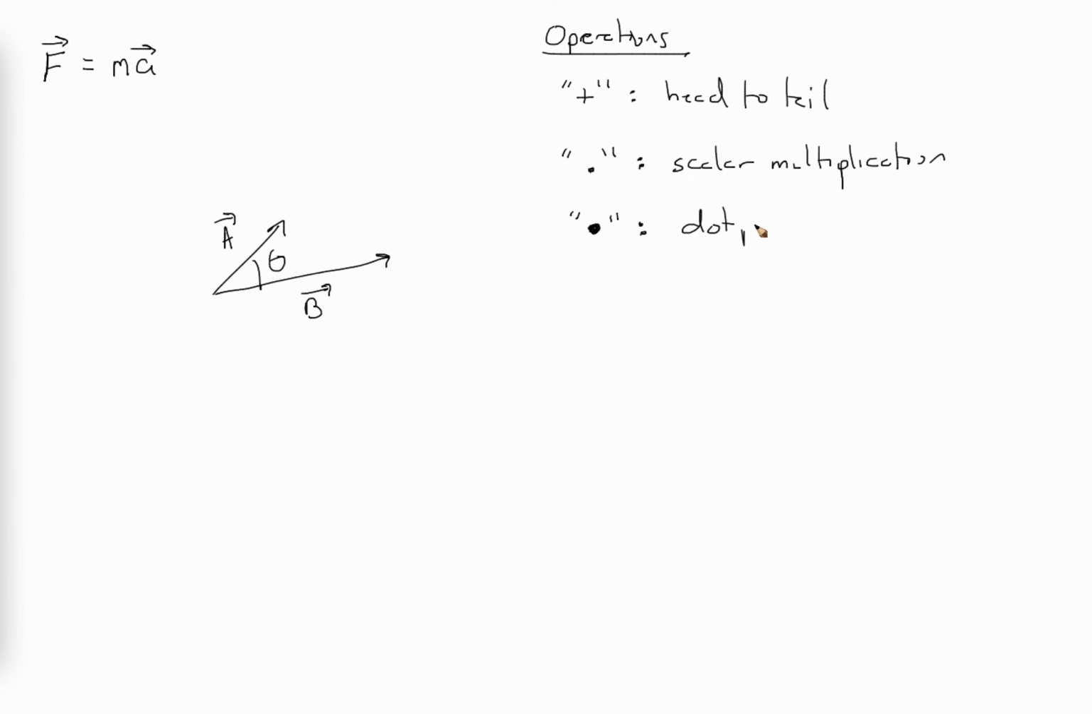And there was a big difference between these two kinds of multiplication. The head to tail method is something that starts with two vectors and gives you a new vector. The scalar multiplication is something that starts with one vector and gives you a new vector. And the dot product was something that started with two vectors and gave you a scalar. It gave you a simple number as the answer. And we'll see examples of these as we move forward in looking at things like work as an example. We'll see where we need to use these kinds of things.